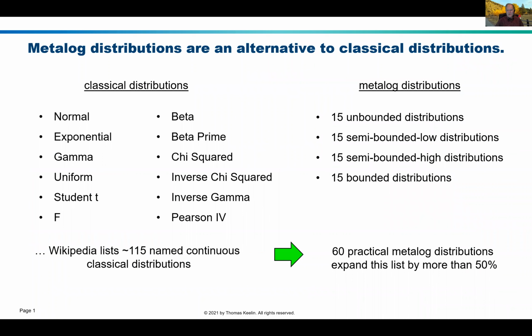Metalog distributions may be considered as an alternative to using the classical distributions. Wikipedia lists about 115 named continuous classical distributions. In contrast, in the Metalog family, there are about 60 practical Metalog distributions that comprise unbounded distributions, semi-bounded low, semi-bounded high, and bounded distributions. This expands the list of practical distributions that you may want to consider in your toolkit by more than 50%.